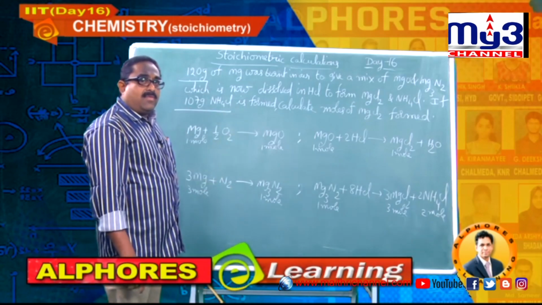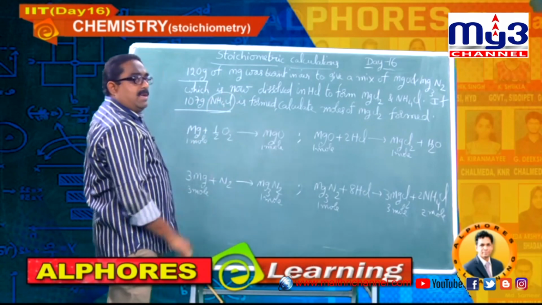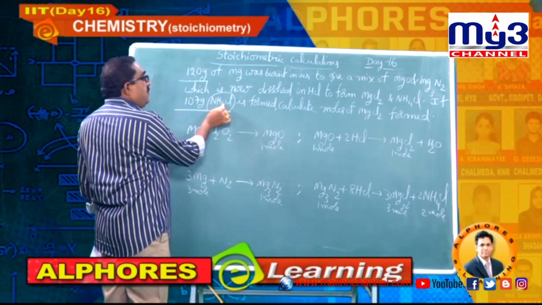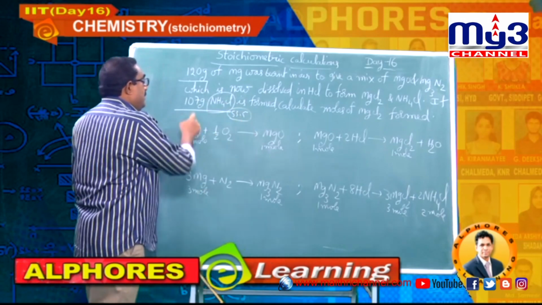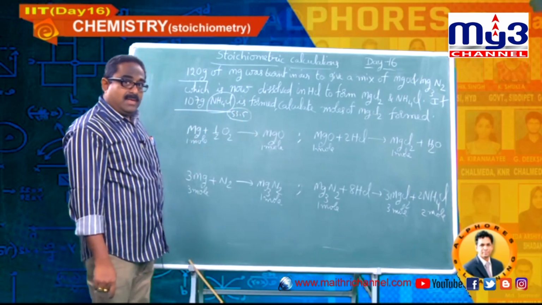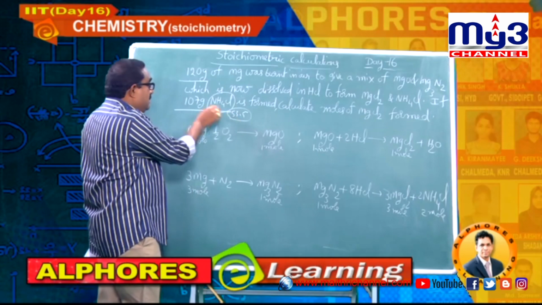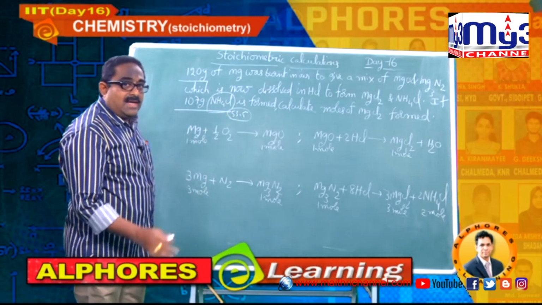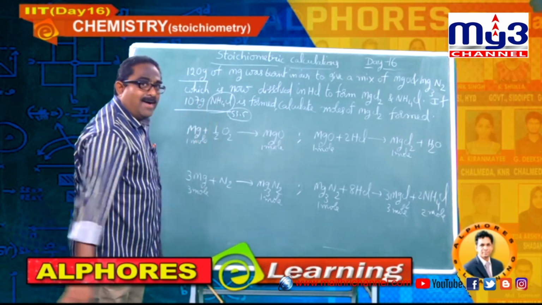107 grams of ammonium chloride. Let me calculate the formula mass of ammonium chloride. 14 plus 4 plus 35.5, so 53.5. It means 53.5 is 1 mole. Concentrate, students. But he has given 107. So indirectly he has given that 2 moles of ammonium chloride is formed.